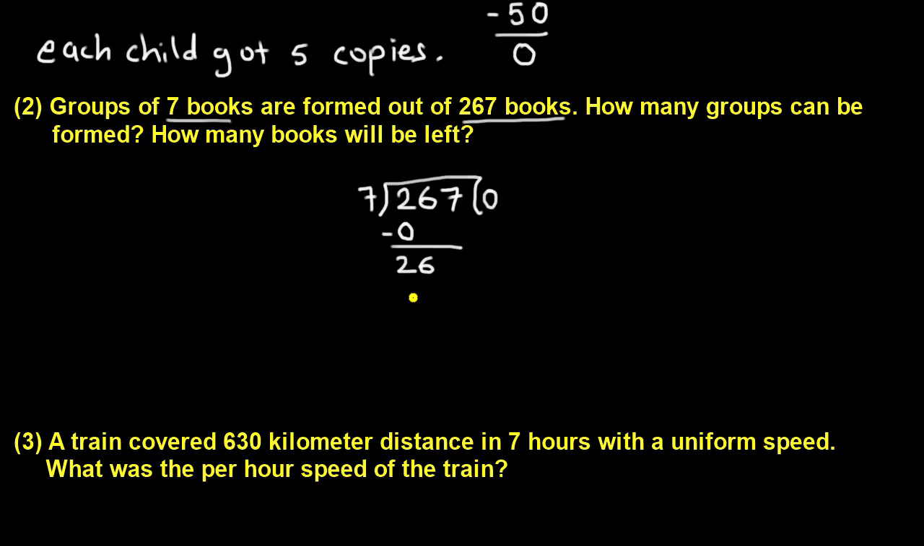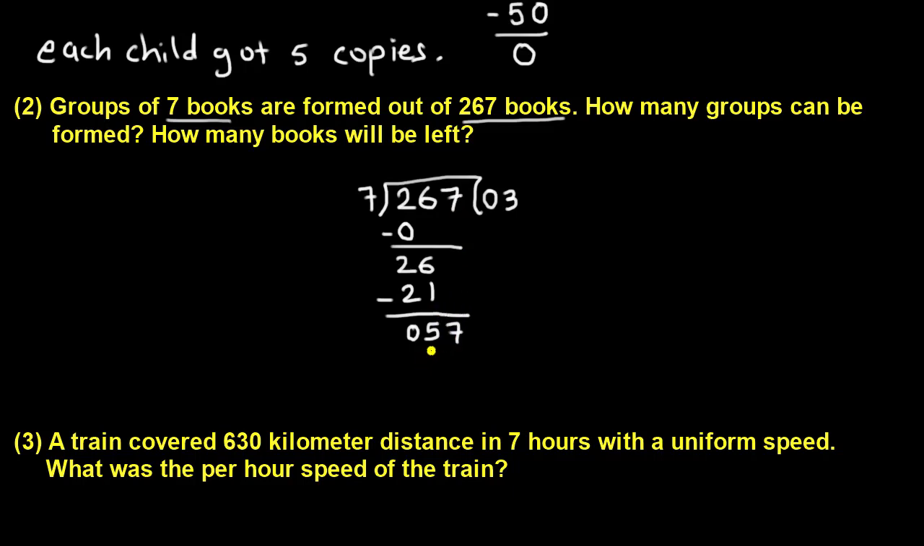Now reach up to 26 in the table of 7. So 7 ones are 7, 7 twos are 14, 7 threes are 21, 7 fours are 28. So 7 4s are 28, which is bigger than 26. So we'll go with 7 3s are 21. Let's subtract. 6 minus 1 is 5. 2 minus 2, 0. Now bring this 7 down.